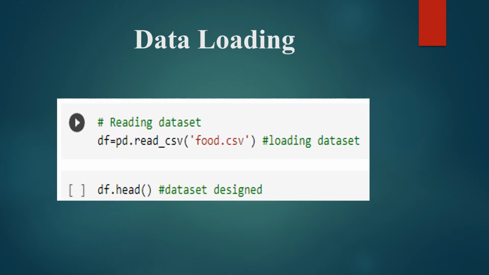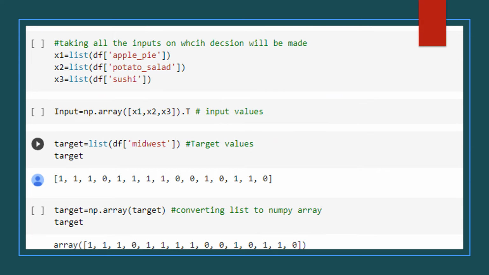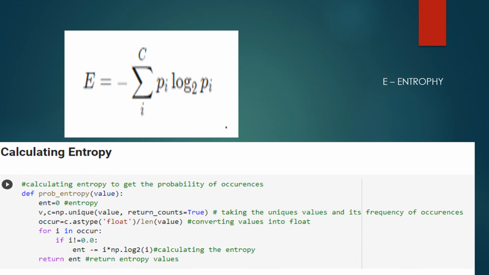After the data collection and importing libraries, the next process is to provide the data set stored in the memory. Data loading is copying the data from the data set into the memory in a suitable format. The data loading process is performed using pandas, in which a CSV file is read in the form of a data frame using the read CSV function. After the data loading, I have assigned x1 as the list of the first attribute apple pie, x2 for potato salad, x3 for sushi. Then I convert my list of input values to NumPy arrays. Also I convert my target column list of Midwest to a NumPy array.